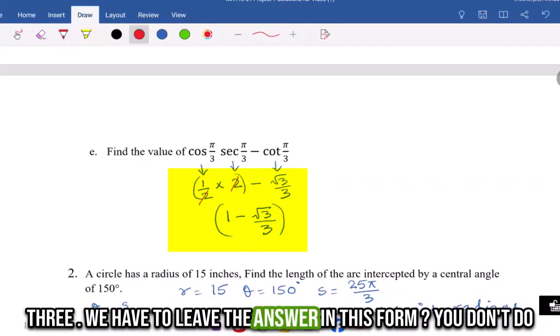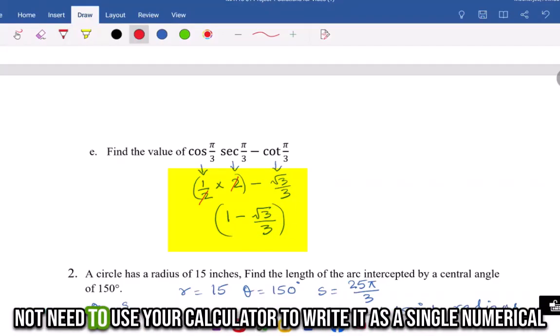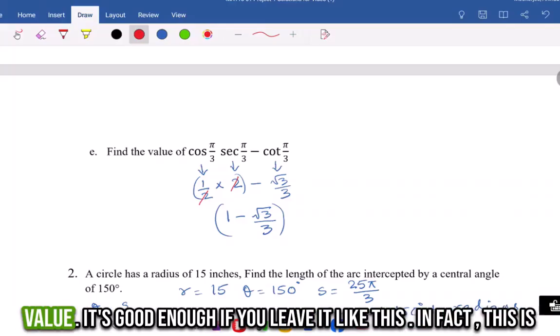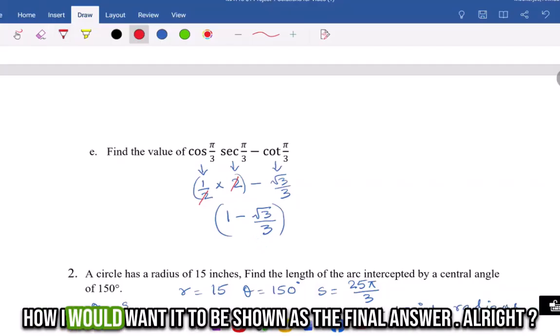We have to leave the answer in this form. You do not need to use your calculator to write it as a single numerical value. It's good enough if you leave it like this. In fact, this is how I would want it to be shown as the final answer.